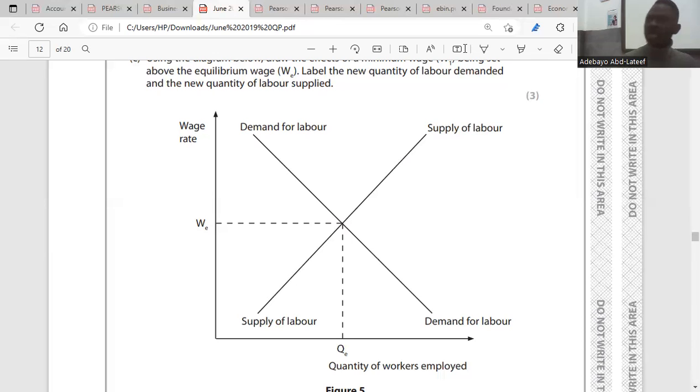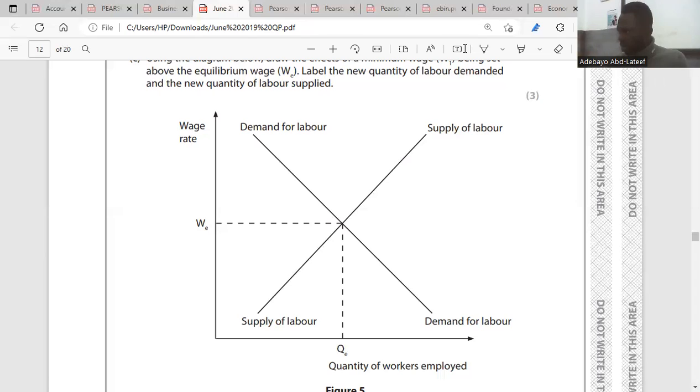Do you get it? So in front of QE, we're going to have QS. Behind QE, we're going to have QD, because the demand for labor will shift leftward from DL1 to DL2. And our new equilibrium wage will be W1. Do you understand or not?